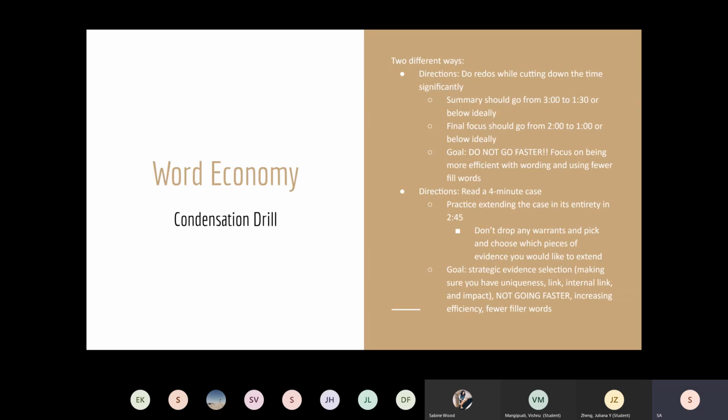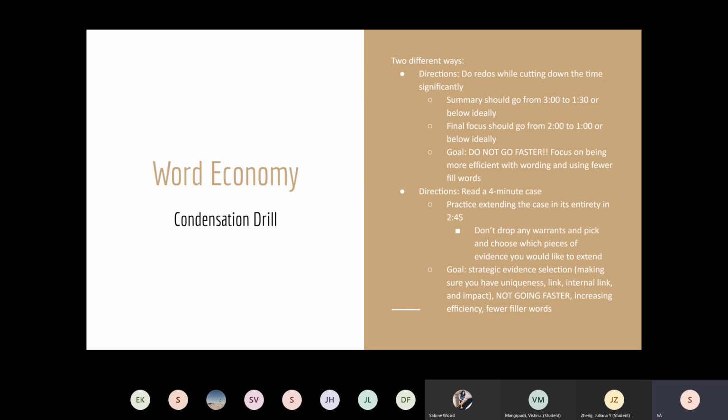Word economy. So for all of you who wanted to work on word economy, condensation drills are very important. There are two different ways you can work on it. The first is to do redos while cutting down the time significantly. Say you give a summary: it should go from 3 minutes to 1 minute 30 or below. Ideally, final focus should go from 2 minutes to 1 minute or below.